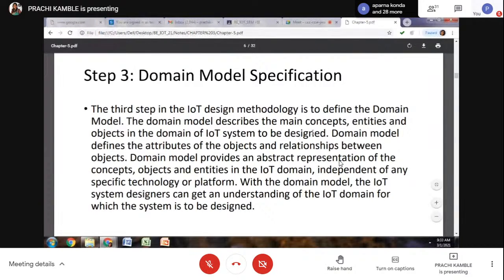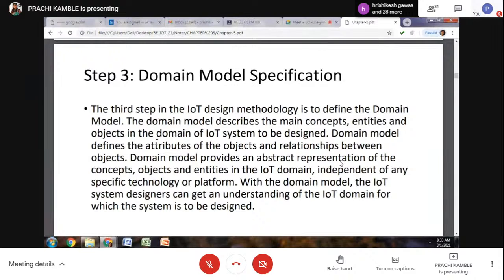Can you give me an example of the entities and the objects of any application? What do you understand by this meaning? Entities. What is it saying? The domain model describes the main concepts, entities, and objects in the domain of the IoT system to be designed.